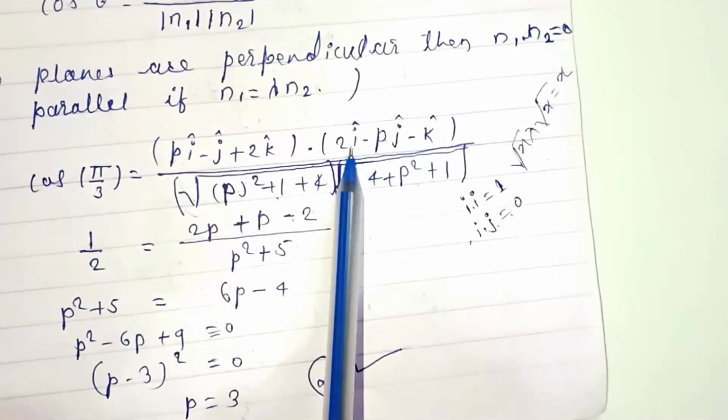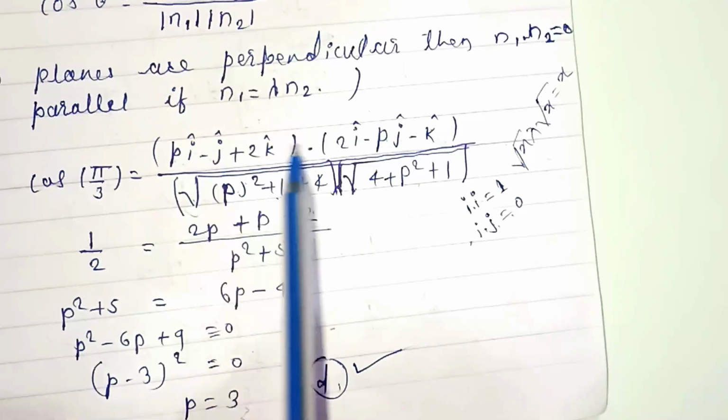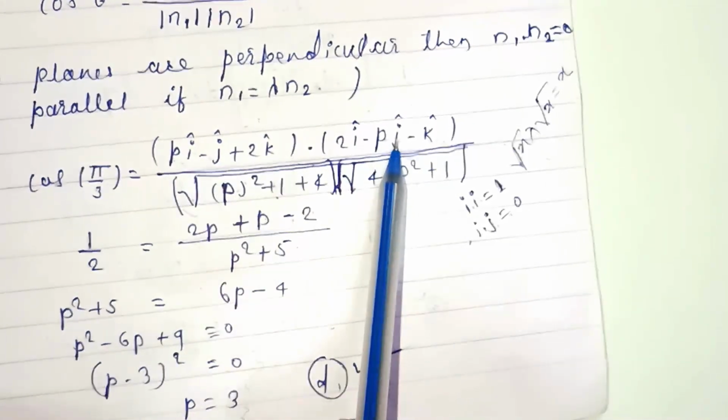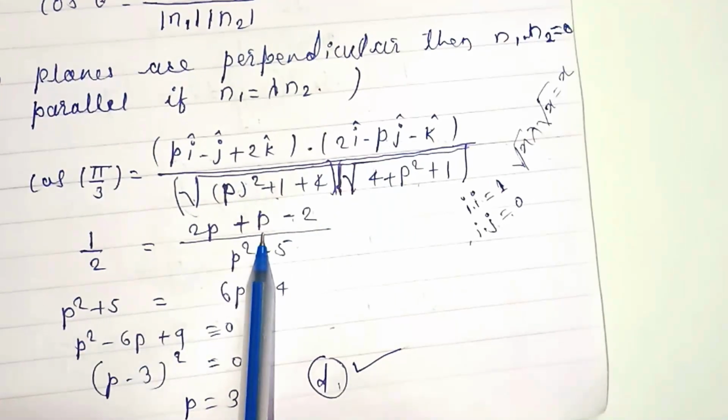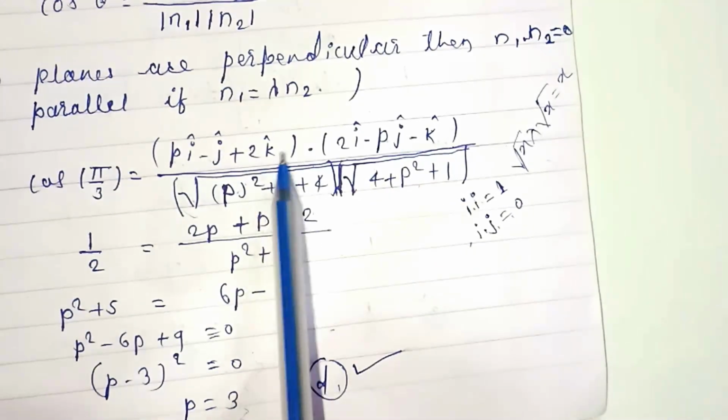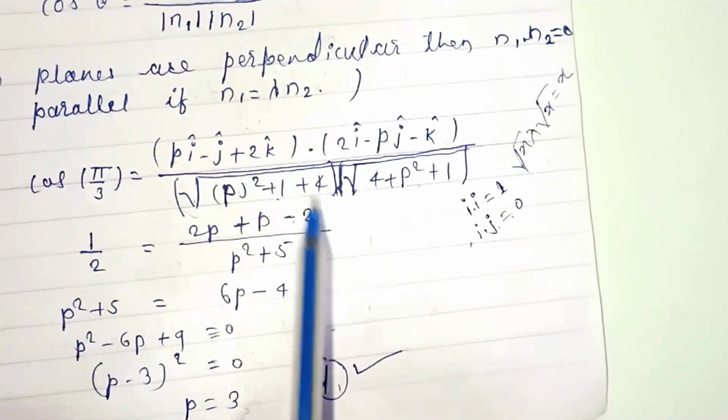So negative j cap into 2 i cap always goes to 0. Negative j cap into negative pj cap: negative negative goes to positive, so j into j goes to 1, and it remains only positive p here. Similarly, 2 k cap into negative k cap: k cap into k cap is 1, minus 1 into 2 goes to negative 2.